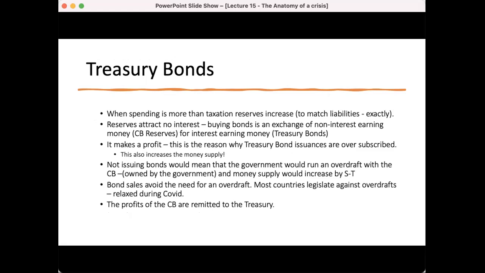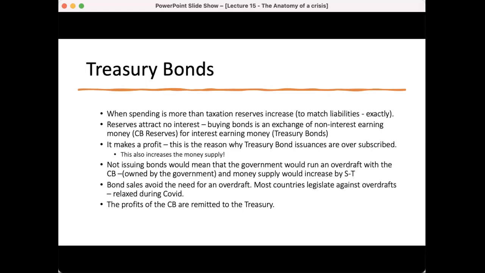The government spends, the accounts of the recipients go up, the central bank increases the size of the reserves. Reserves increase by exactly the same amount as government spending deficits. But the reserves attract no interest. So buying a government bond, or a treasury bond, is an exchange of non-interest earning money, central bank reserves, for interest earning money, treasury bonds.